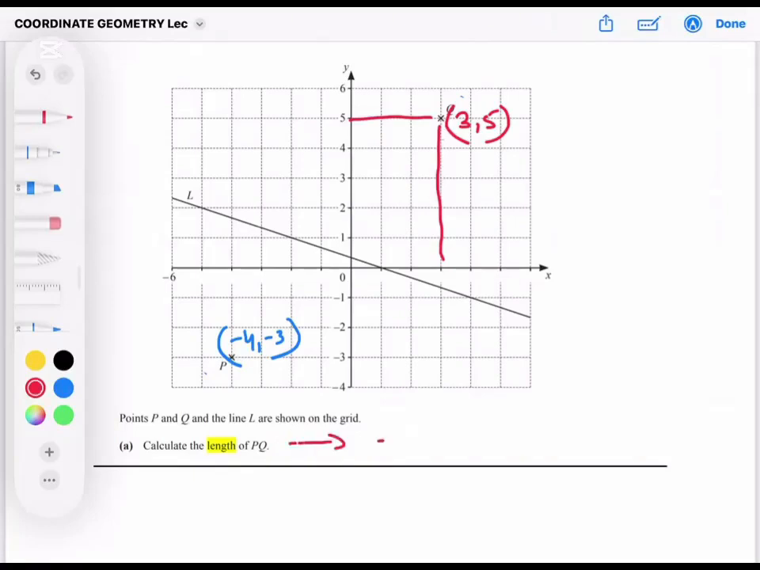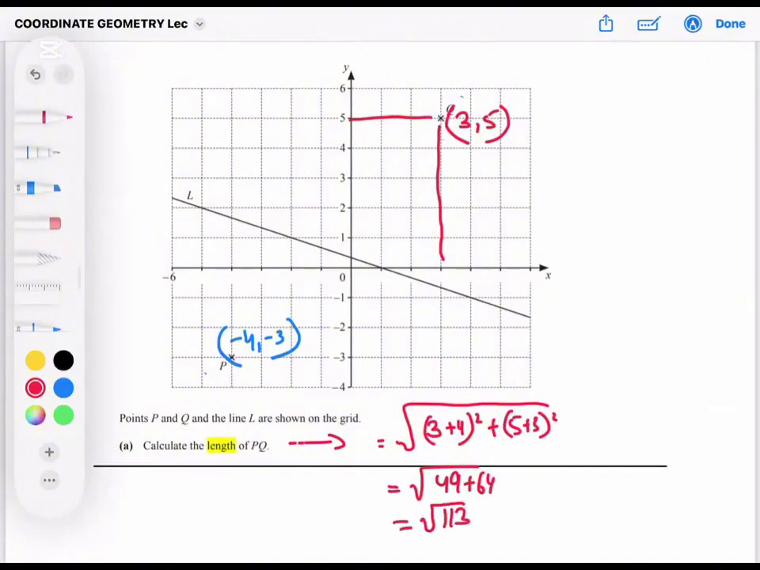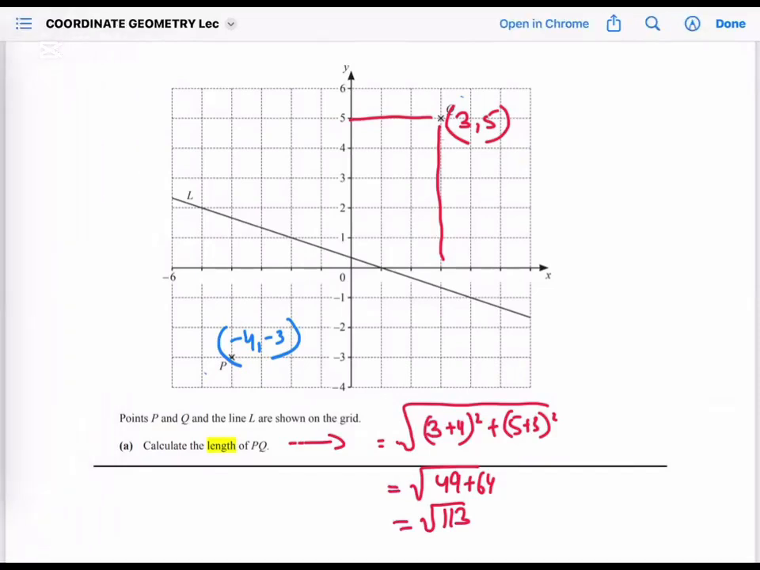Do I give it as a root or decimal? Root. Root 113. X2 minus X1. 113. Let me check. Yes, you are absolutely right. Root 113. This is what you got, and this is a correct answer. Okay, now moving towards the next question.